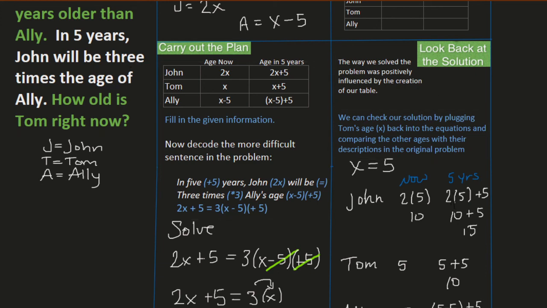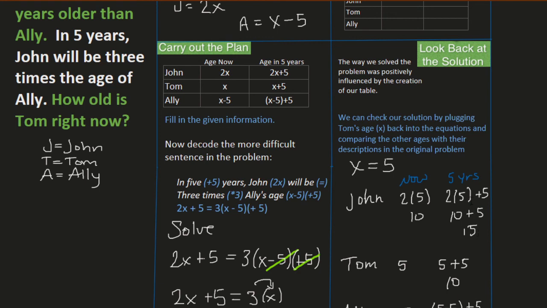So John's age was 2x, so 2 times 5, and then plus 5 or 5 more years. That gives us a total of 15. Now looking at Allie's age, it was x minus 5, which is 5 minus 5, which is 0, plus 5 years, so 0 plus 5 equals 5. So does that match up? In 5 years, John will be 3 times the age of Allie. Well, Allie's age in 5 years will be 5. And John's age in 5 years will be 15. So yeah, that checks out because 5 times 3 equals 15.